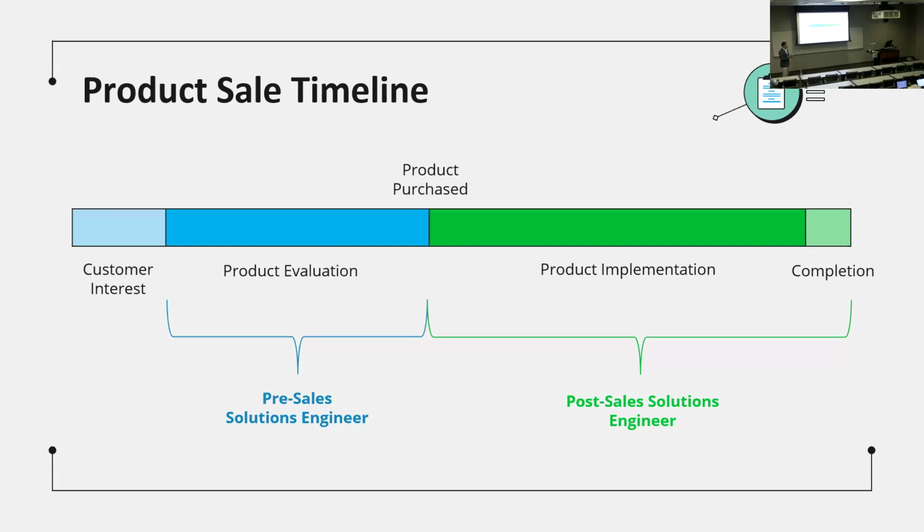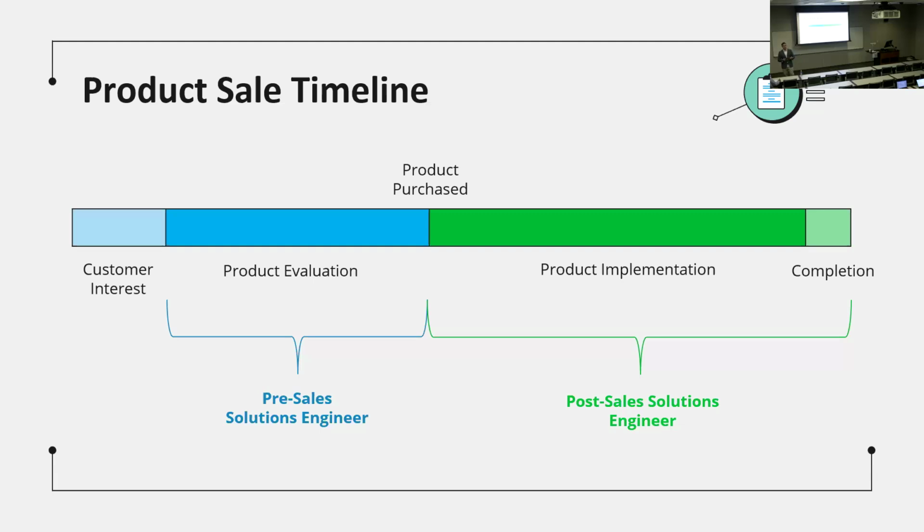So once the customer has agreed to move forward with a particular product, that's where the post-sales solutions engineer comes in. Now, the post-sales solutions engineers come in and make it happen. They actually push the customer and develop the software needed, and do these projects specifically for this customer to get them on that product.